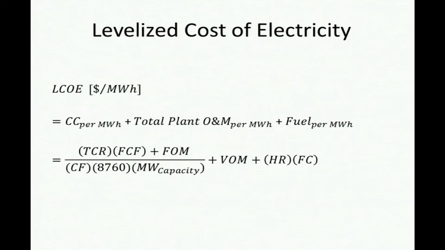Finally, the levelized cost of electricity can then be calculated by summing the carrying charges, fixed and variable operations and maintenance, and fuel charges incurred per megawatt hour. We have now come full circle, since this is simply another way of expressing the same equation with which we opened this presentation.